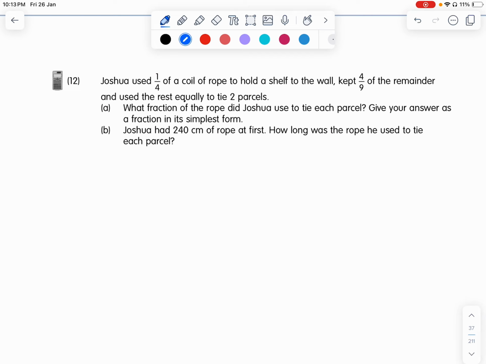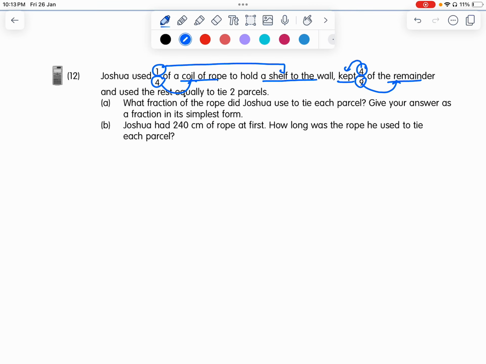Question 12. Let me just explain to you. You don't understand the remainder concept here. Joshua used 1/4 of a coil of rope to hold a shell to the wall. So this 1 unit was used to hold a shell, and this 4 is a coil of rope. Next, 4/9 of the remainder. So this 9 unit refers to the remaining rope after we take away the one that's used for the shell. The 4 units were used for keeping, and he used the rest equally to tie 2 parcels. What fraction of the rope did Joshua use to tie each parcel? Answer in fraction simplest form.